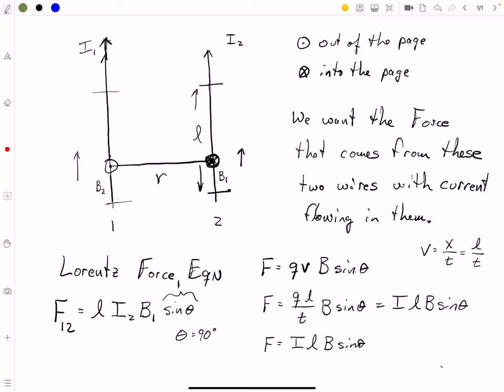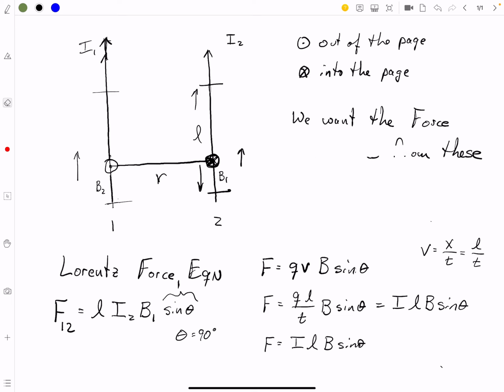We can now just come down. So we want the force. We're dealing with the force now. And instead of taking up all this room with these terribly written words, let's erase them, and use the fact that our B field is equal to mu naught I1 over 2 pi r.